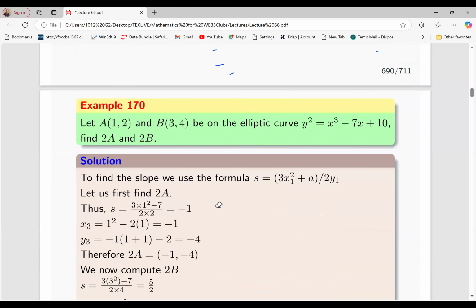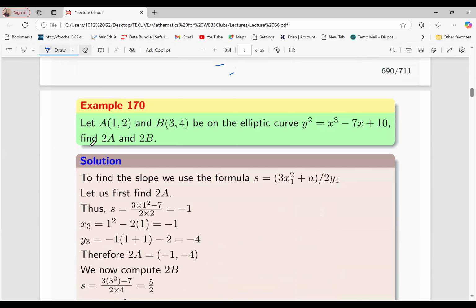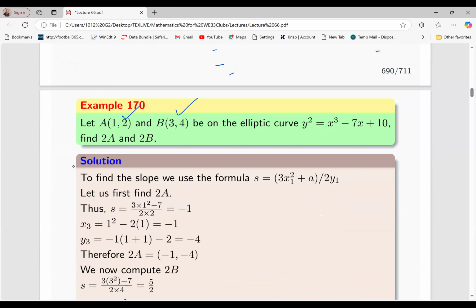Now, this time I want to show you how to add a point to itself. I've been given A and I've been given B. I want 2A and I want 2B. Of course, A and A is the same point, B and B is the same point. So the formula for the gradient is 3x squared plus A, out of 2y1. This is our S.